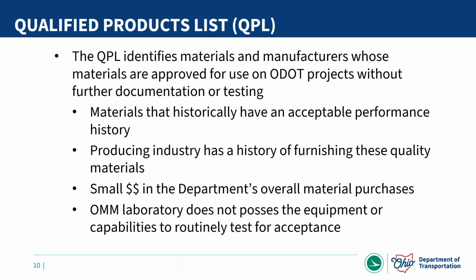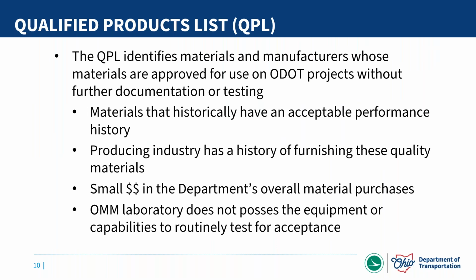So starting with the qualified products list, this list identifies materials and manufacturers whose materials are approved for use on ODOT projects without any further documentation or testing. These are materials that historically have had an acceptable performance history. The producing industry has also had a history of furnishing these quality materials. These are relatively small dollars in the department's overall material purchases, and the Office of Materials Management Laboratory does not possess the equipment or capabilities to routinely test all of these materials for acceptance.